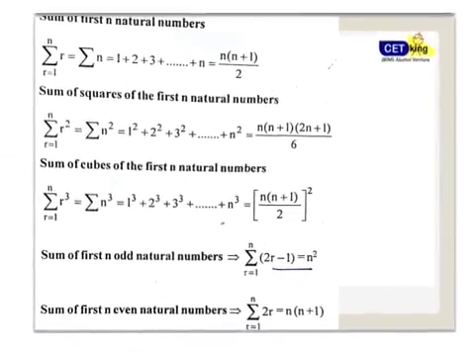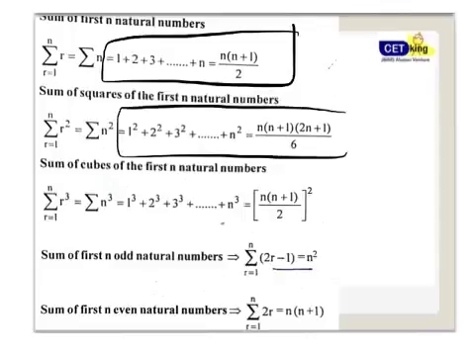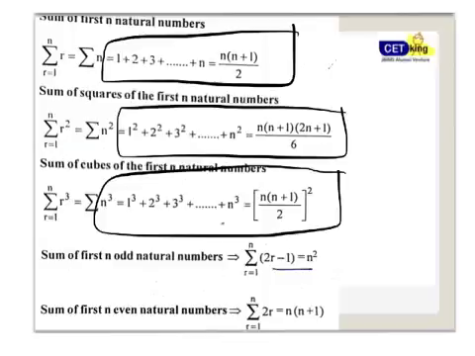Find the sum of the first n natural numbers: n into n plus 1 by 2. Remember, we did it in school days, a long time ago. Fine. Sum of the squares of the numbers: n into n plus 1 into 2n plus 1 by 6. And sum of the cubes. These are the three. Forget about the last two; I'm not talking about the last two for the time being. Let's talk about the first three only.